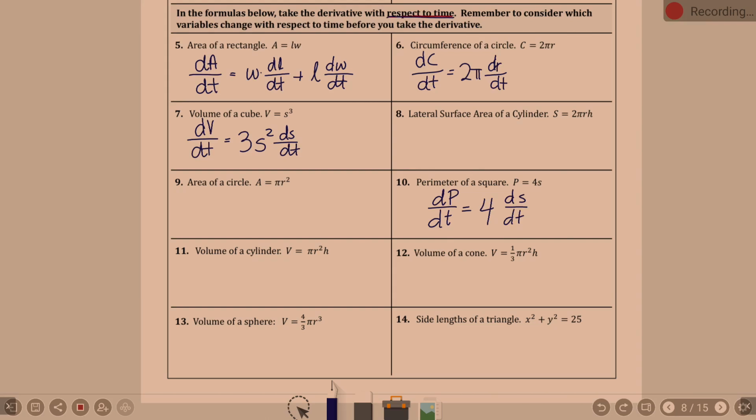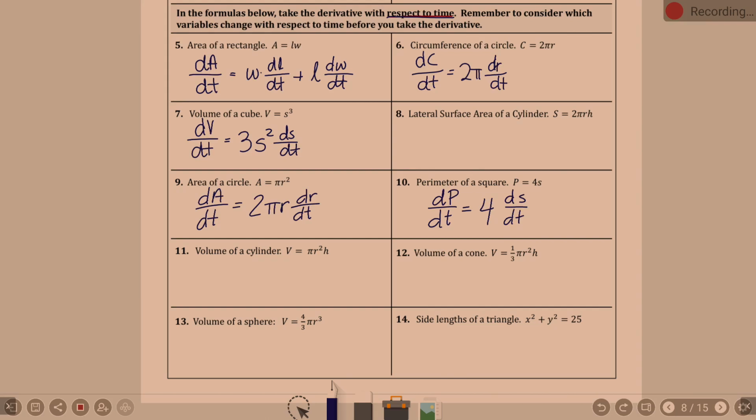Okay? Let's go backwards. Let's do 9. Area of a circle. dA over dt. Derivative of A, dA dt, the change in A, is equal to, what's the derivative of pi r squared? 2 pi r, times dr dt, the derivative of radius with respect to time. Okay, that takes us back to 8. We got our warm-ups in.